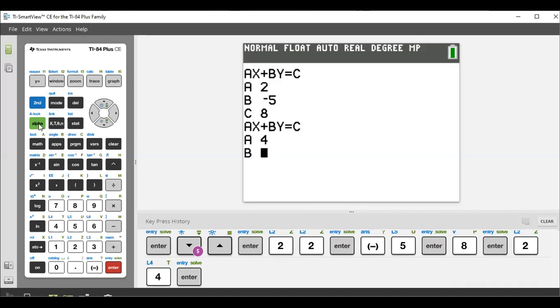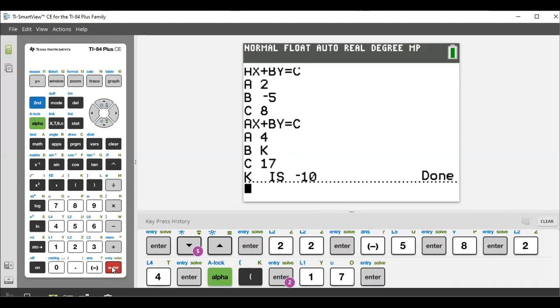Now this is what we're trying to determine, the constant k, so let me put that in, alpha, and then we click the parentheses, and then the C term was 17. When we press enter, it's going to calculate. It says k must be a -10 in order for that system to have no solution.